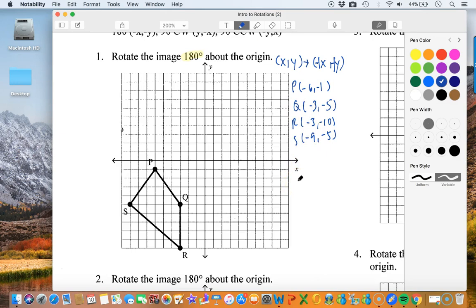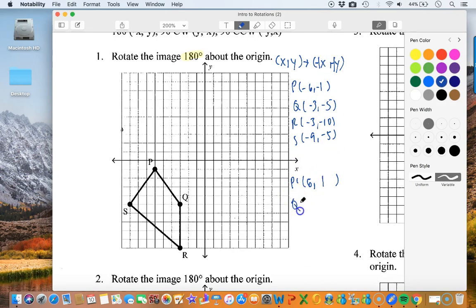Now, we need to get our prime notation, our image points for the new image we're going to draw in a different quadrant. So let's say, for example, the first point we want is P prime. I'm going to multiply my current X and Y for my P value by negative 1. So negative 6 times negative 1 will give me 6. Negative 1 times negative 1 will give me positive 1.